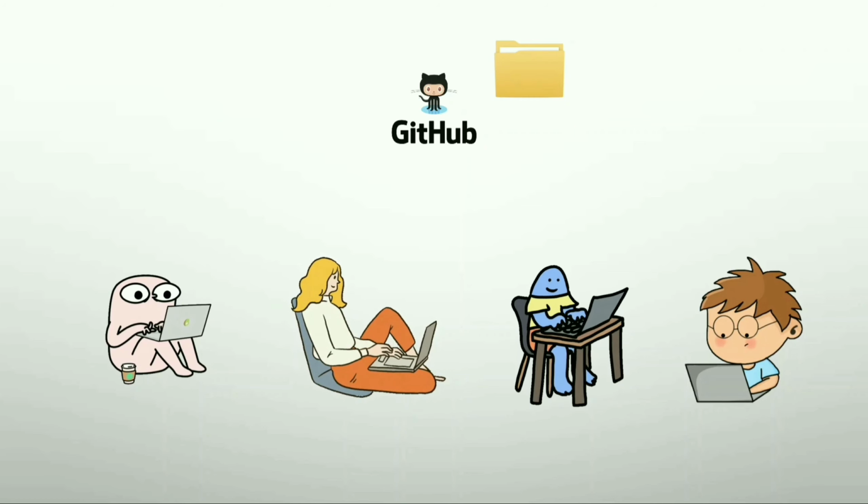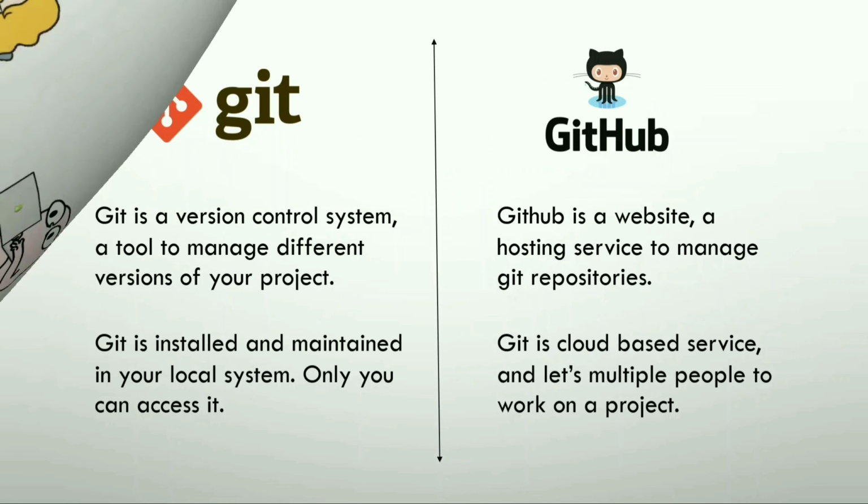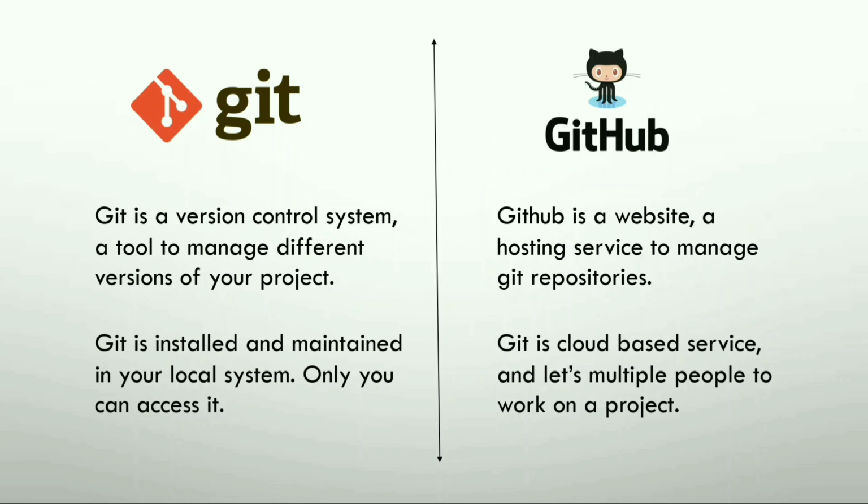Hope you understand the difference between the both. Git is a version control system, whereas GitHub is a website that uses Git and lets multiple people work on a project. Each one will have access to different versions of the entire project. Clear, right? Okay, now let's see how to use GitHub.